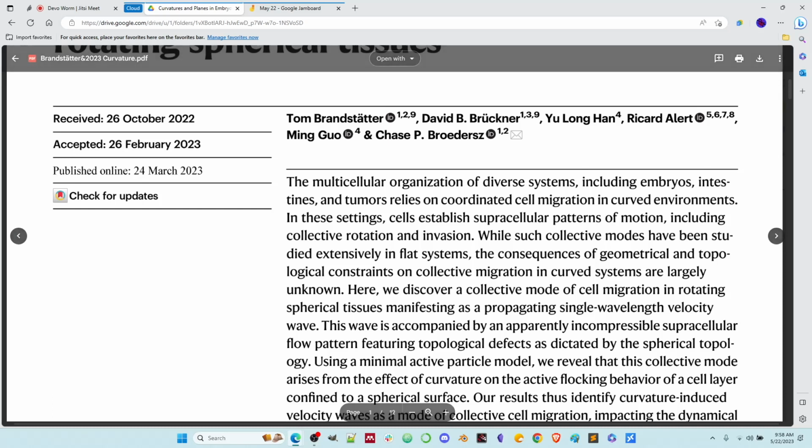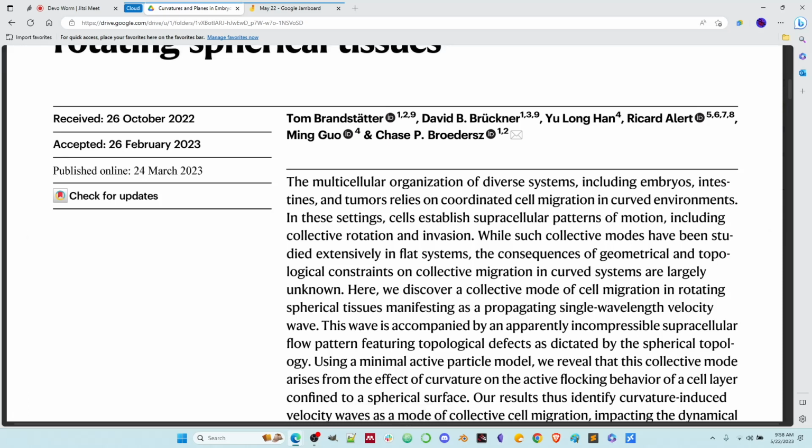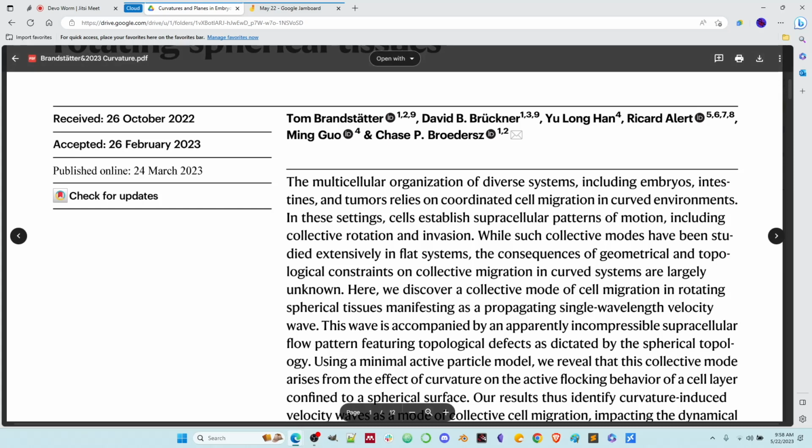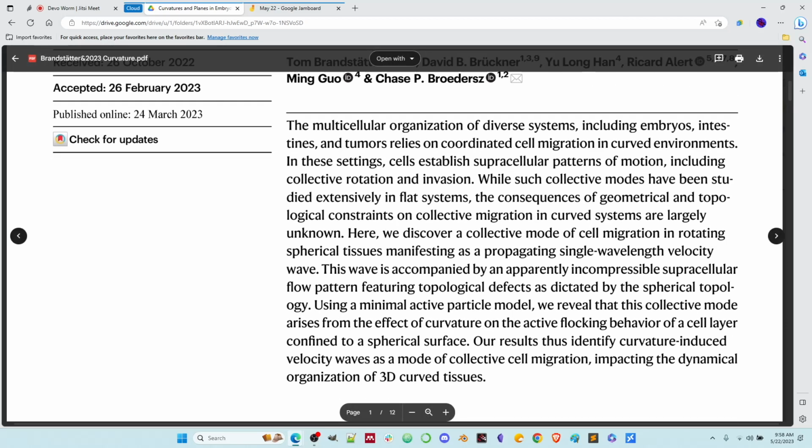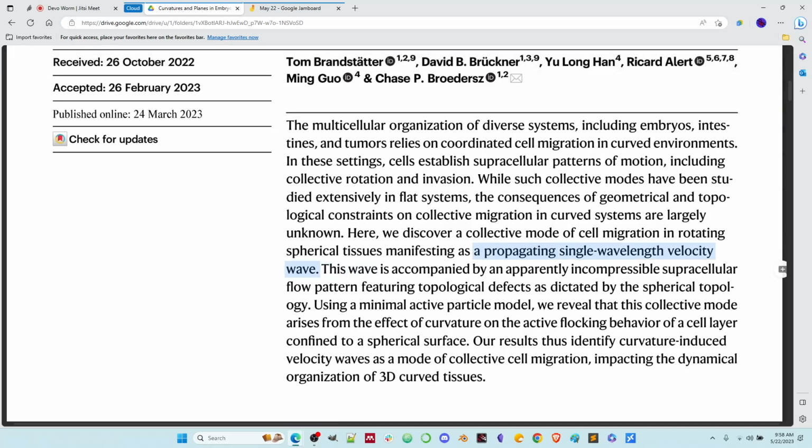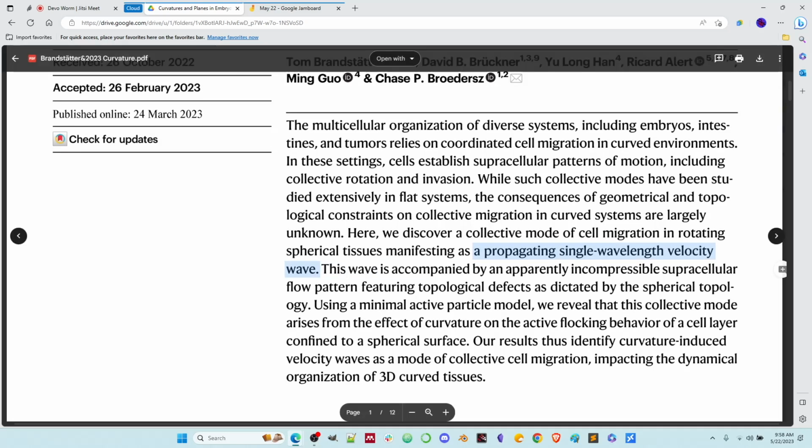In these settings, cells establish supracellular patterns of motion, which means multiple cells engaged in collective motion, including collective rotation and invasion. So they move into new areas where they rotate in a synchronized manner. While such collective modes have been studied extensively in flat systems, geometry and topological constraints on collective migration are largely unknown. So they discover a collective mode of cell migration in rotating spherical tissues, manifesting as a propagating single wavelength velocity wave.